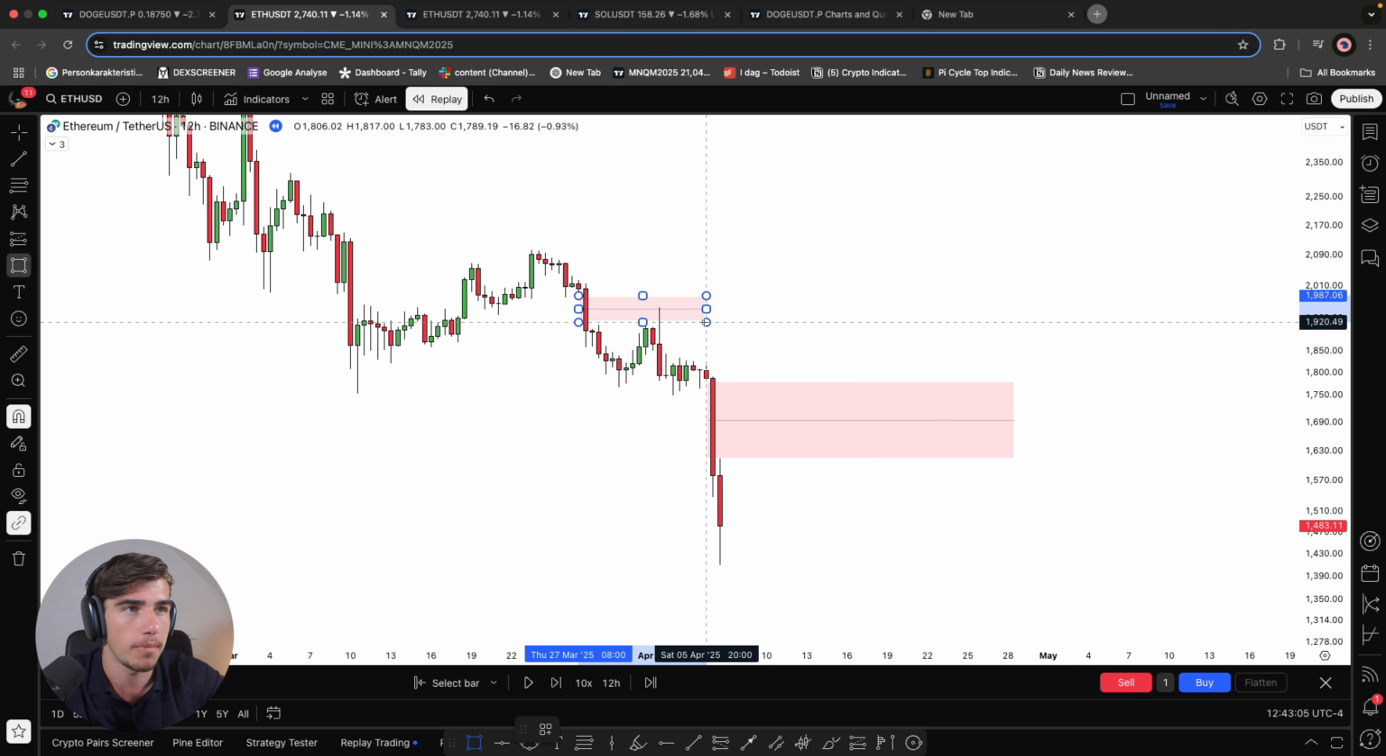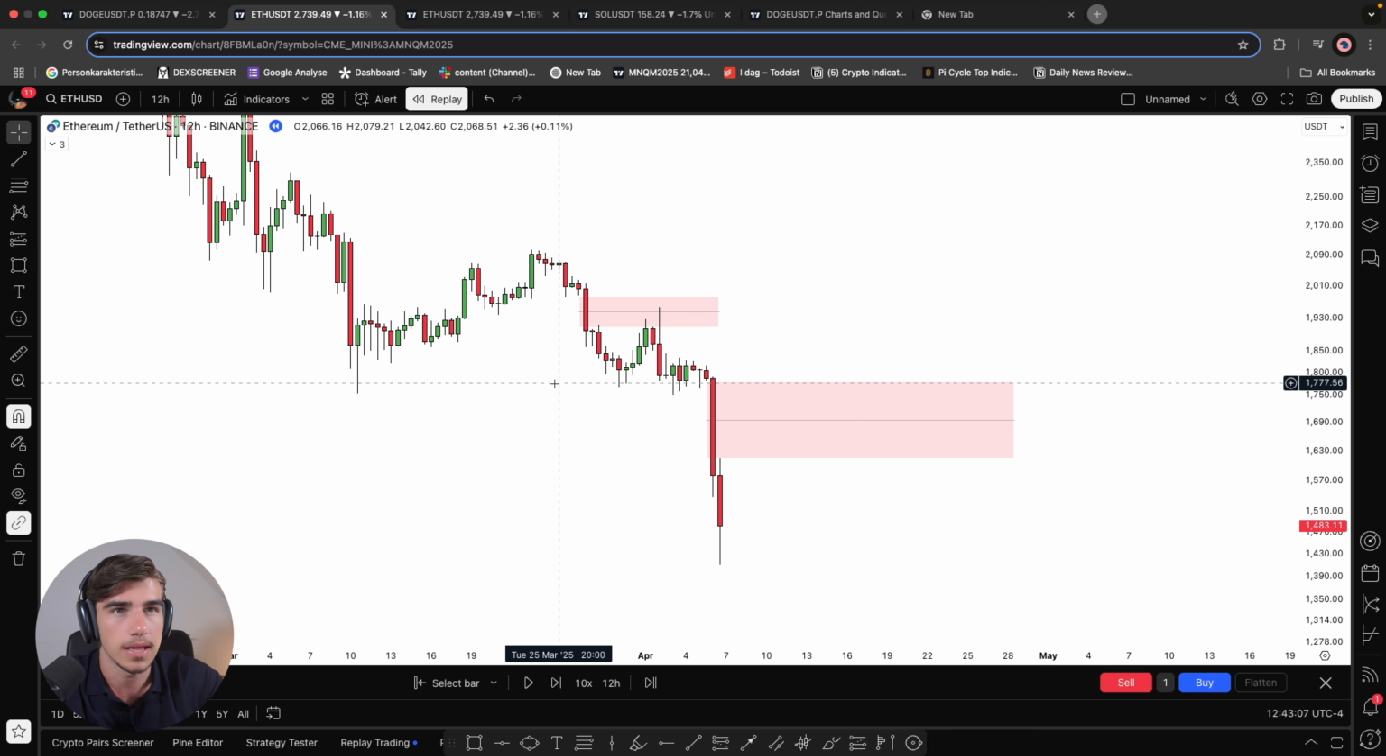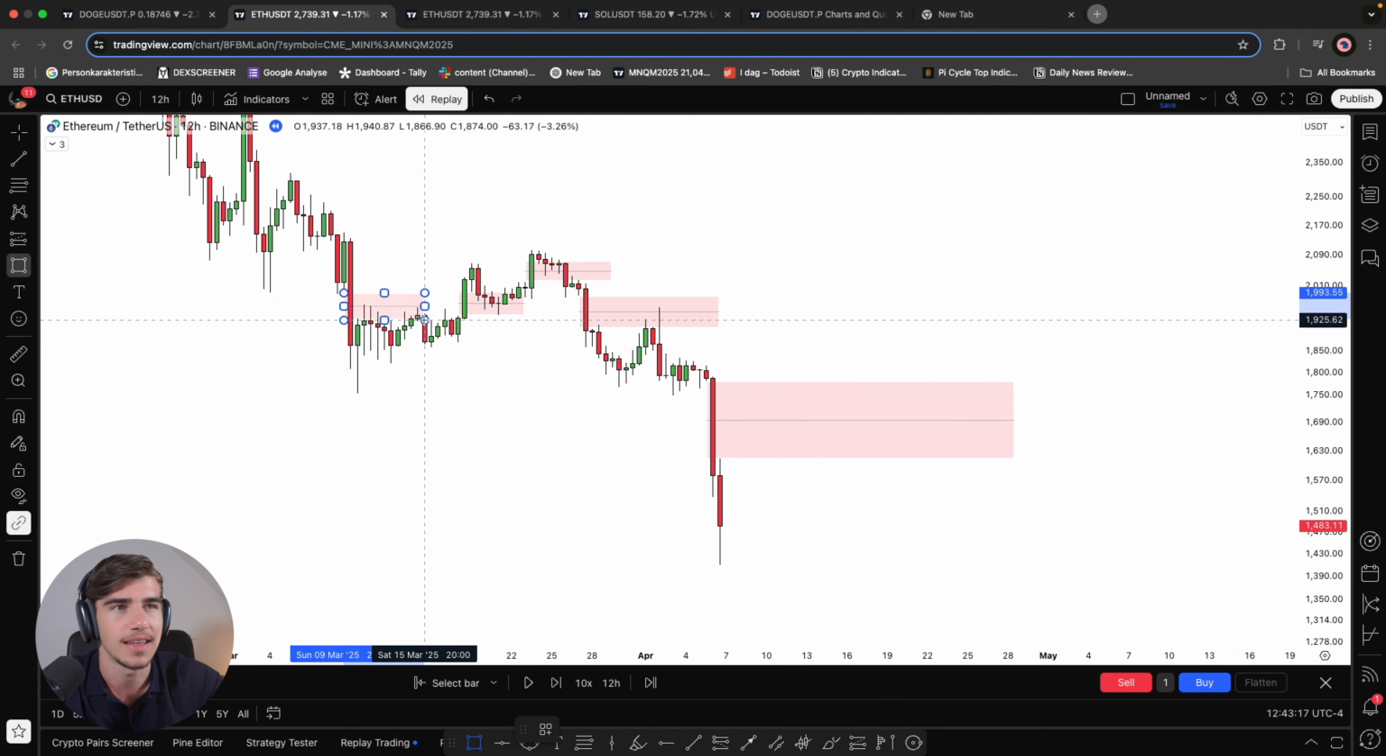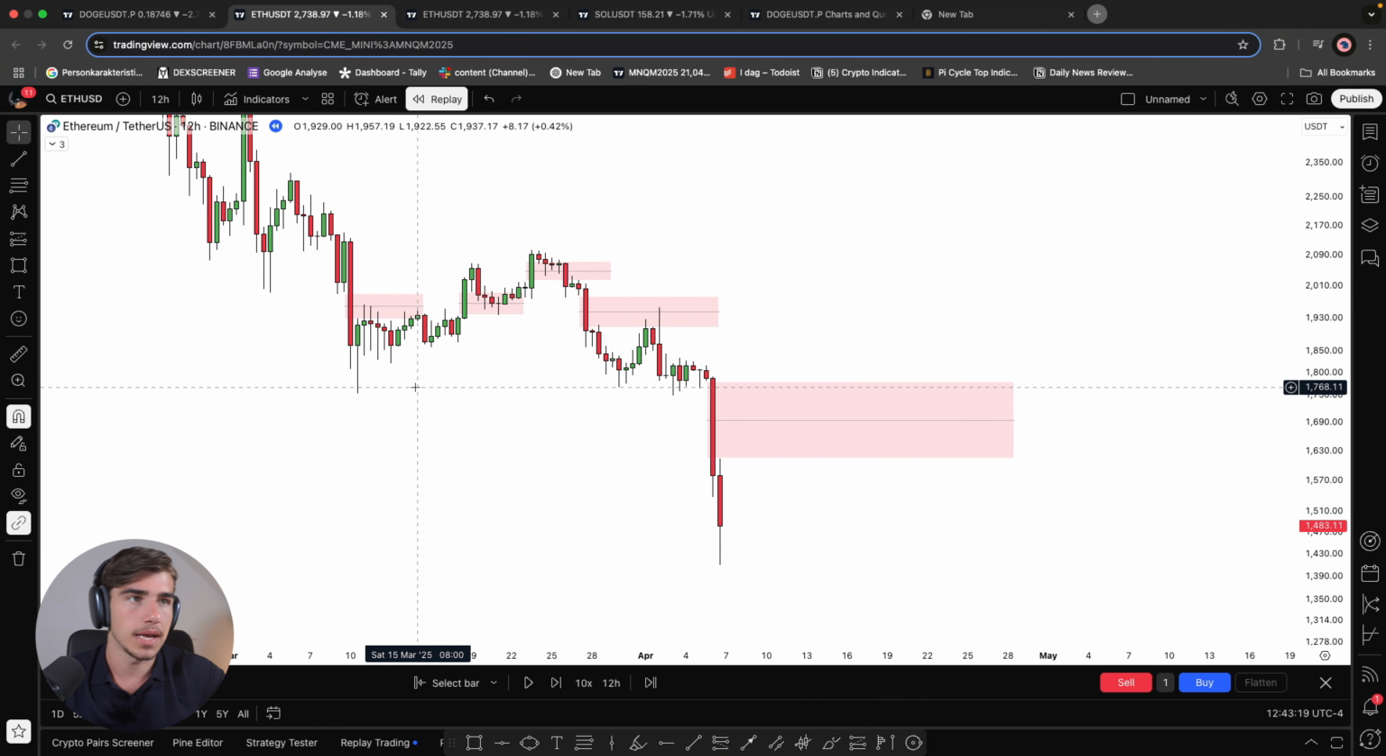We have a 12-hour imbalance here that got hit immediately. We have another one right here that got hit immediately. Then we have one more here that got hit immediately. And then we have the last one right here that also got hit immediately. So you can see that all these imbalances are getting hit.